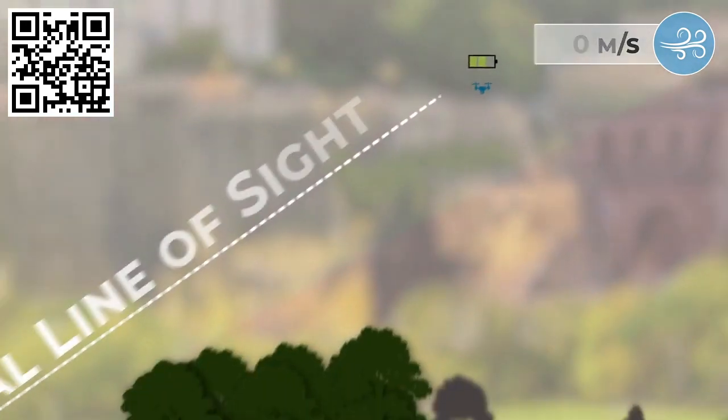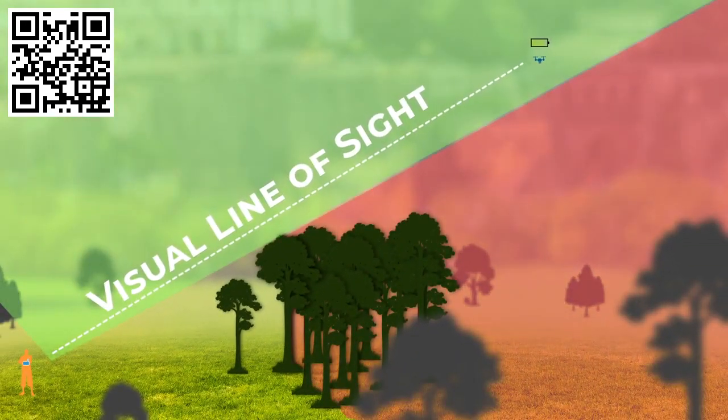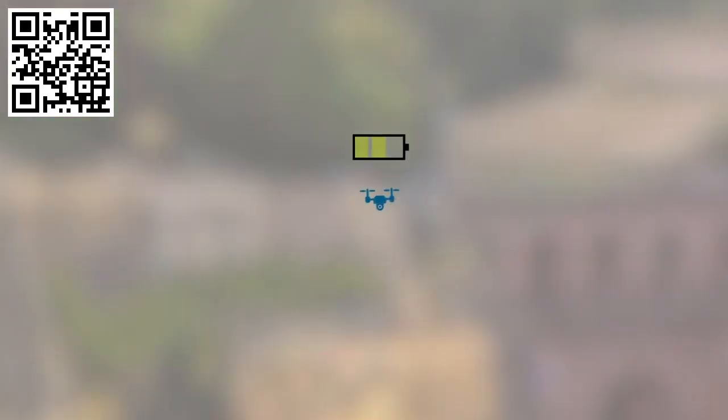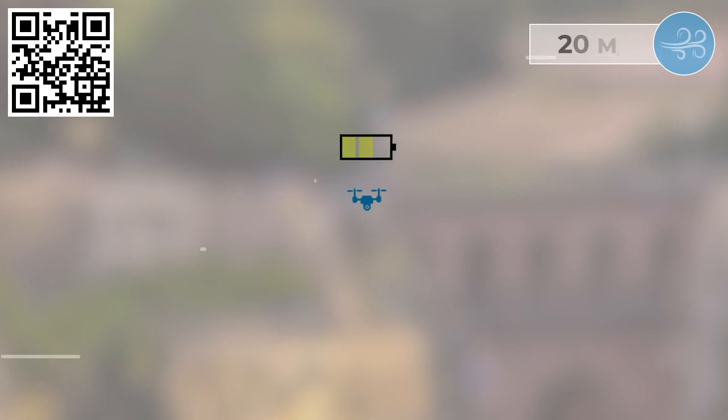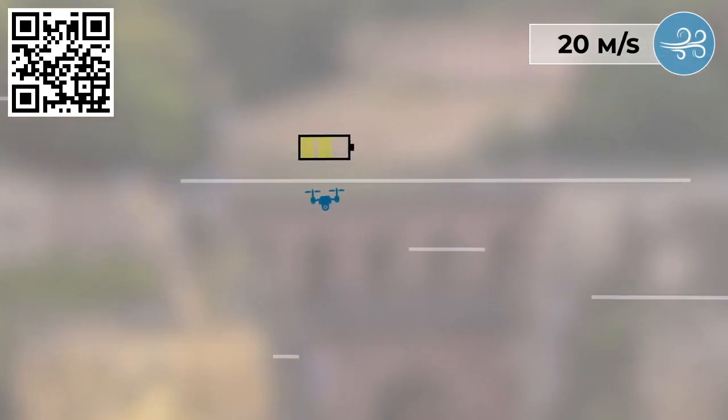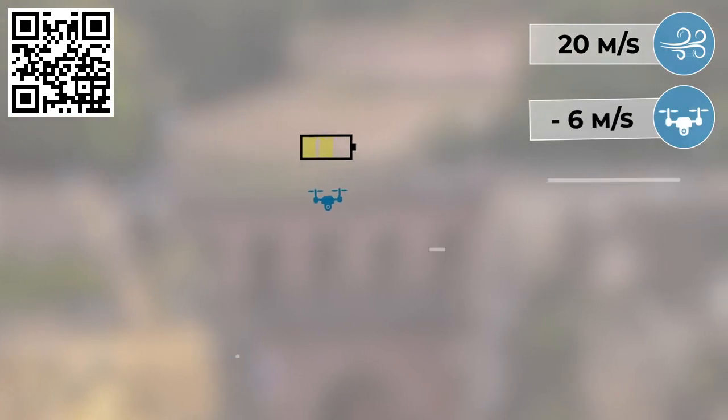He wants to keep flying in visual line of sight, so he turns the drone around so that it can return to home. But now, the drone is flying into a 20 meter per second headwind and is not strong enough to resist. The drone begins to drift backwards at 6 meters per second.